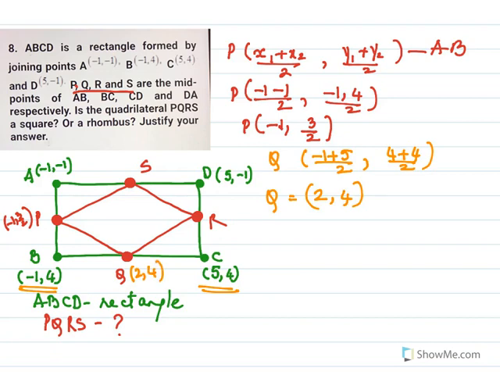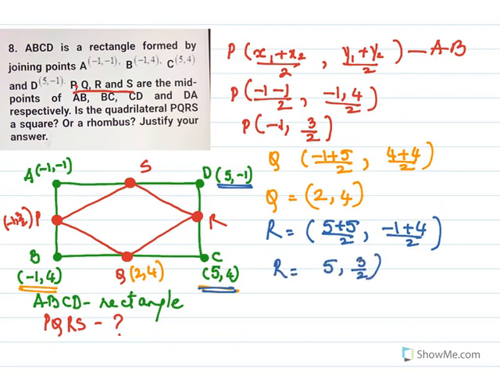Similarly, you will find the coordinates of R. R is the midpoint of C and D. So for R, we do 5 plus 5 divided by 2, and minus 1 plus 4 divided by 2. And your R will come 5 comma 3 by 2. So your R is now 5 comma 3 by 2.